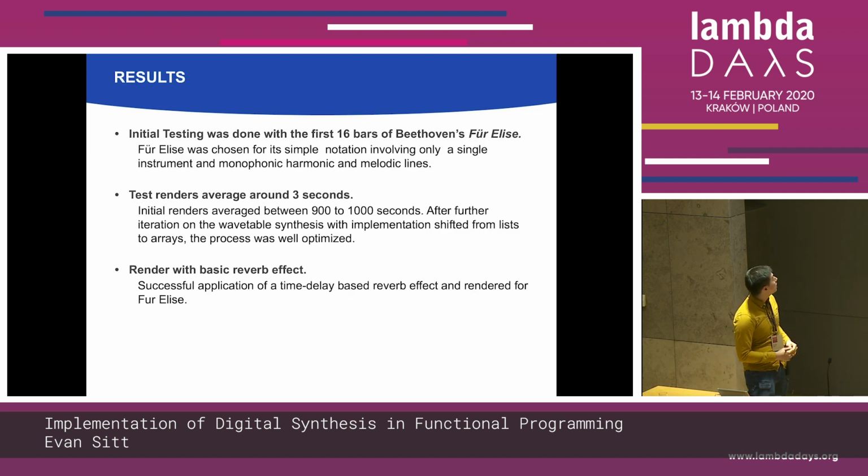So with our results, what do we do? First, we decided to test with Für Elise because everyone knows Für Elise, and also because it's simple with monophonic, harmonic, and melodic lines. The first initial test took too long. It took 900 seconds to render. Then we utilized the power of functional programming to use unboxed arrays, and then it suddenly shrunk down to 3 seconds. And there's still room for additional optimization. And we even were able to render it with a reverb effect, and we're going to implement other effects such as flanger and chorus.